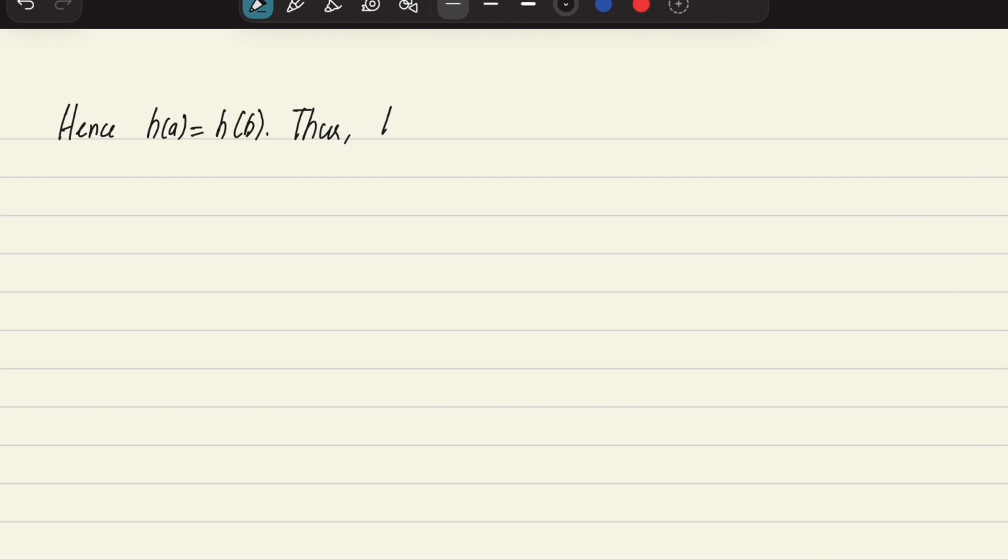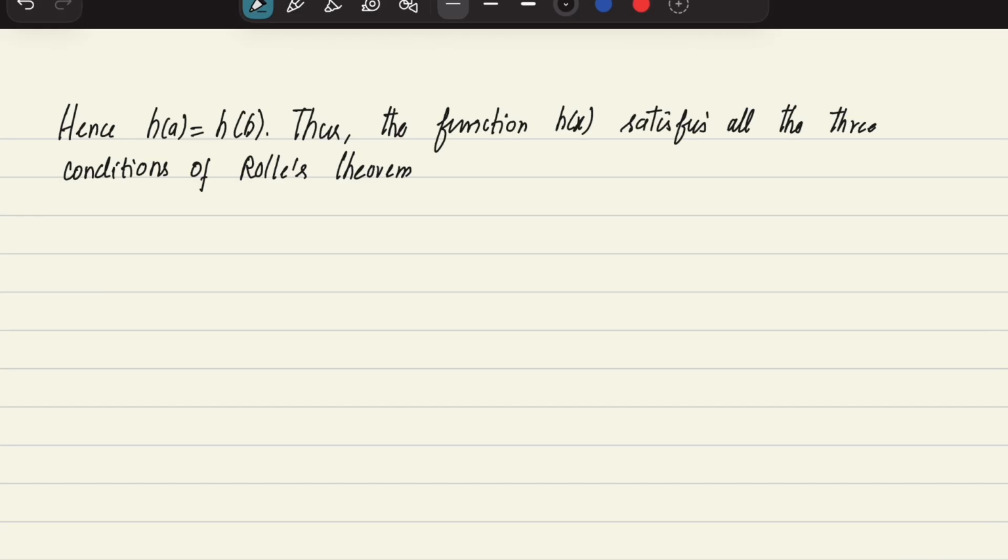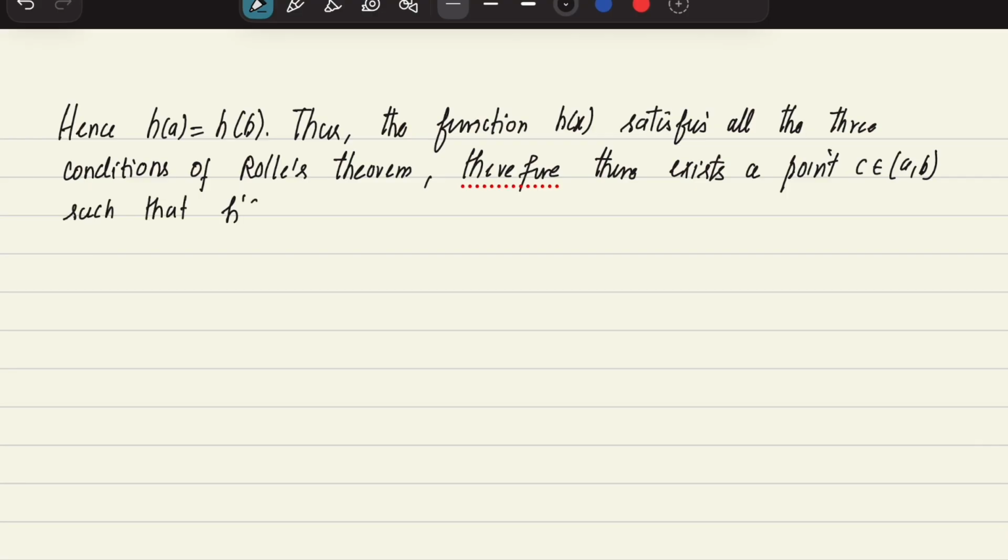Thus, the function h of x satisfies all the three conditions of Rolle's theorem. Therefore, there exists a point c belonging to the open interval a comma b such that h dash of c is equal to 0. Now let's evaluate what this h dash of c is.